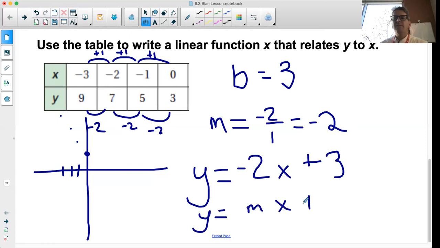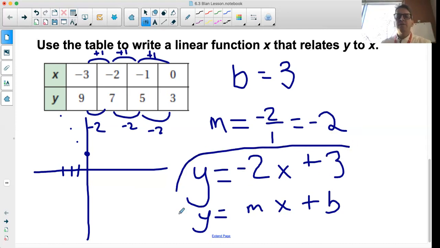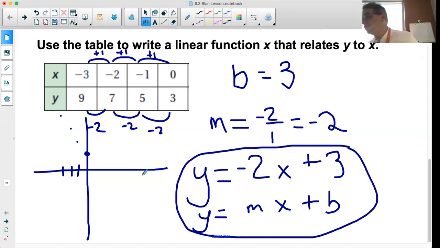So in essence, we found this equation mx plus b, where b is the y-intercept, 0, 3, the point where it's at 0, 3, and the slope is -2 over 1, and that would be your answer. Y equals -2x plus 3 for example 2.